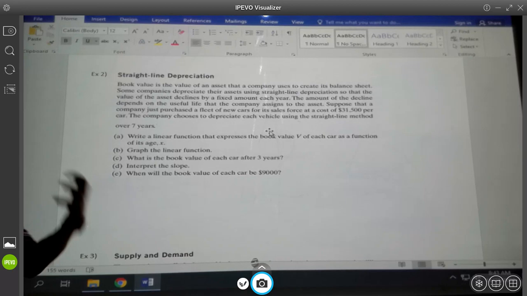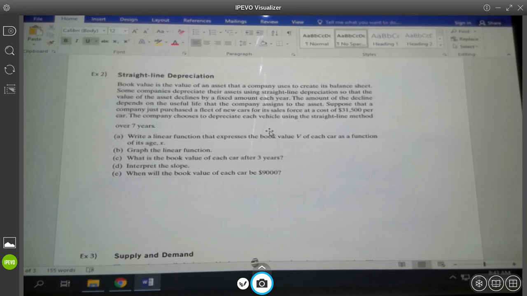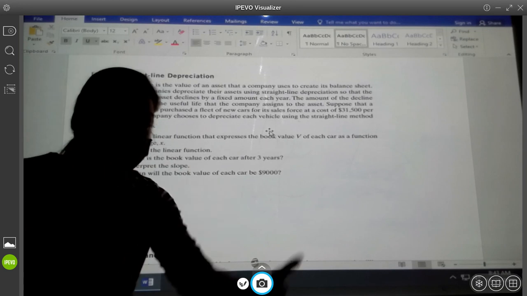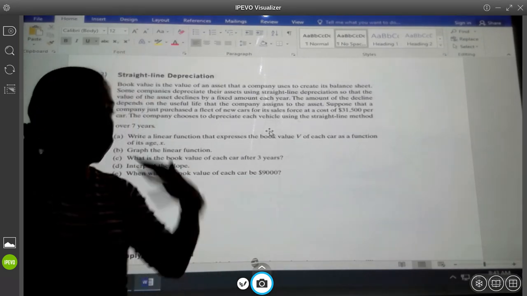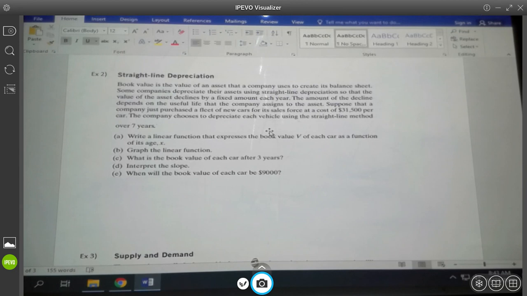Suppose that a company just purchased a fleet of new cars for its sales force at a cost of $31,500 per car. So guys, that's what they started their value at. They started with a value of $31,500 per car. The company chooses to depreciate each vehicle using the straight line depreciation method over 7 years. So 7 years is extremely important to us. That's the amount of time they're going to give this car to depreciate in value all the way down to 0.